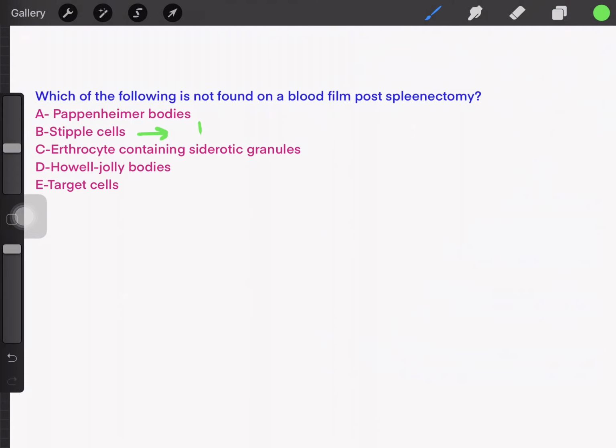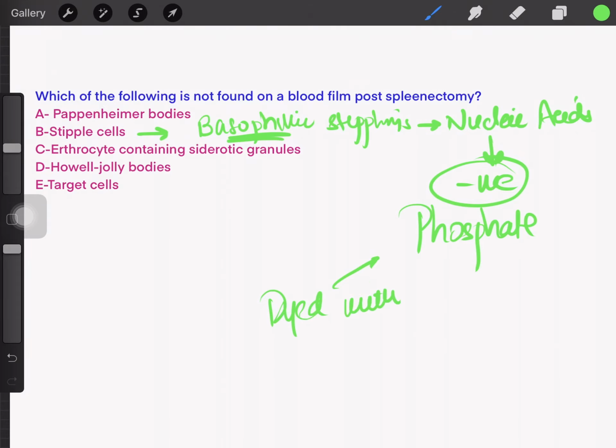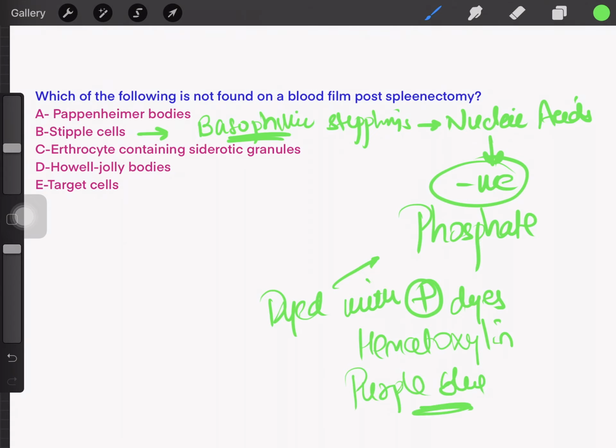Next is stipple cell. When they talk about stipple cell, they are referring to basophilic stippling. A basophilic cell is a cell which stains with a basophilic dye. A basophilic dye is a dye which stains acidic things. Acidic things are mainly nucleic acids. Nucleic acids are acidic because they have a negative charge. Why do they have the negative charge? Because of phosphate. So they are stained with positive dyes. The positive dye is hematoxylin, which gives a purple-blue color. And what is stippling? Stippling is something like this. So you don't know if it is solid or not, and the cell has something like this all around.